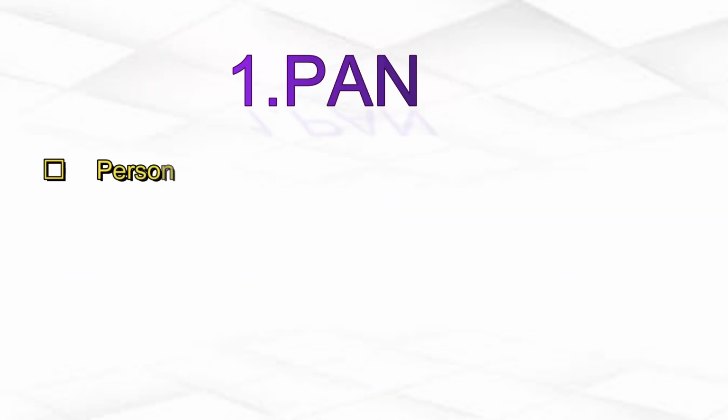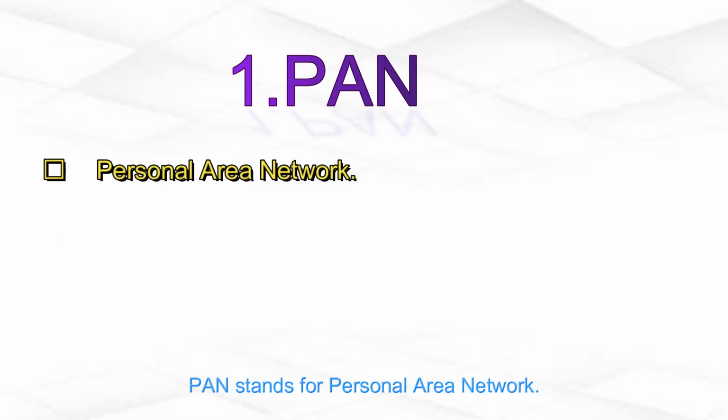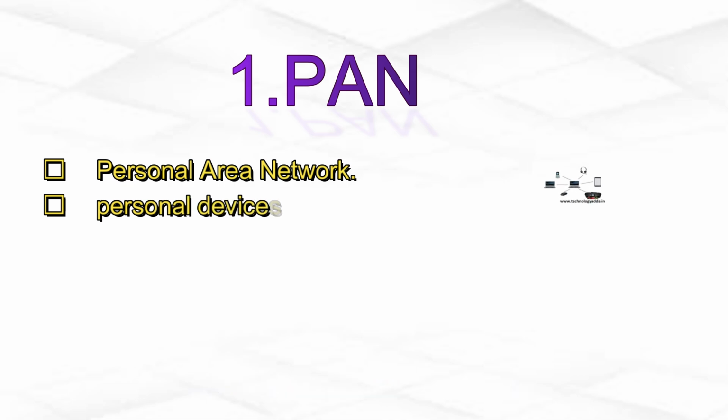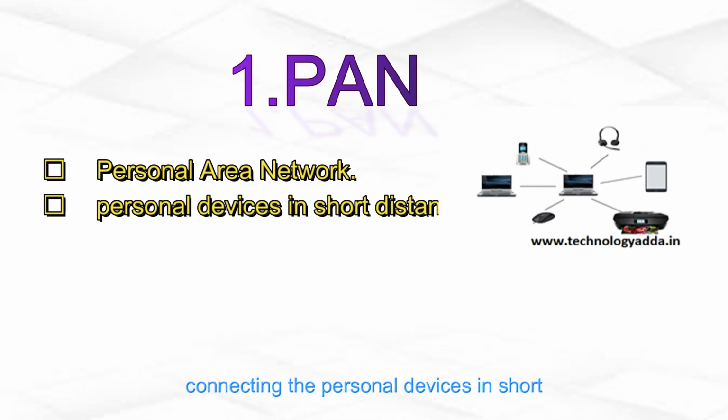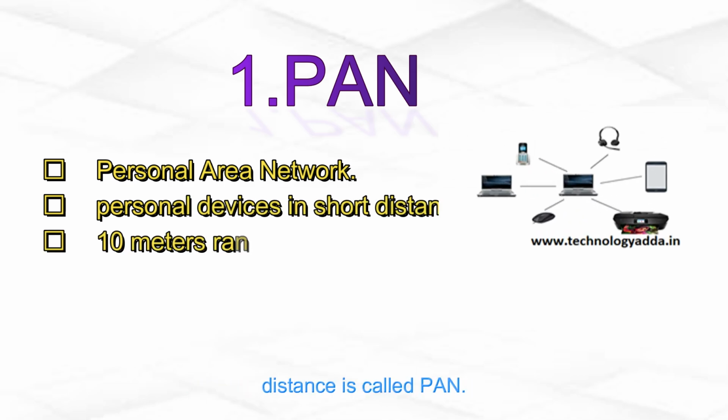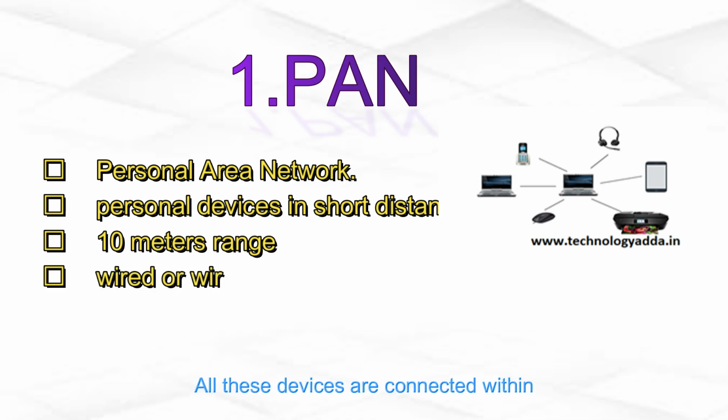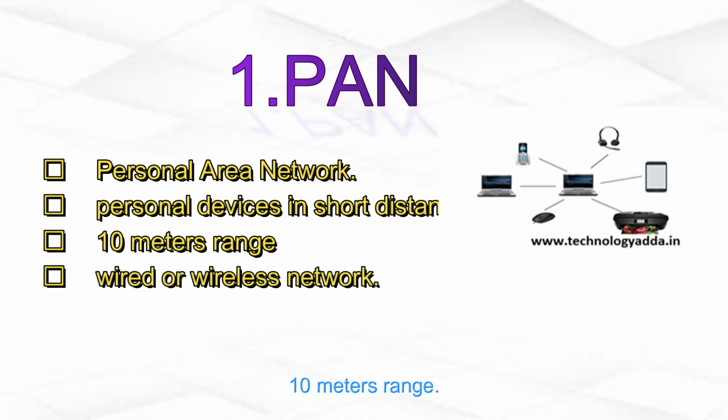First one is PAN. PAN stands for personal area network. Connecting personal devices over a short distance is called PAN. All these devices are connected within a 10 meter range. It means the personal devices we connect within 10 meters, like the mobile phone to the laptop, or the printer to the PC. These devices are all connected within the range.